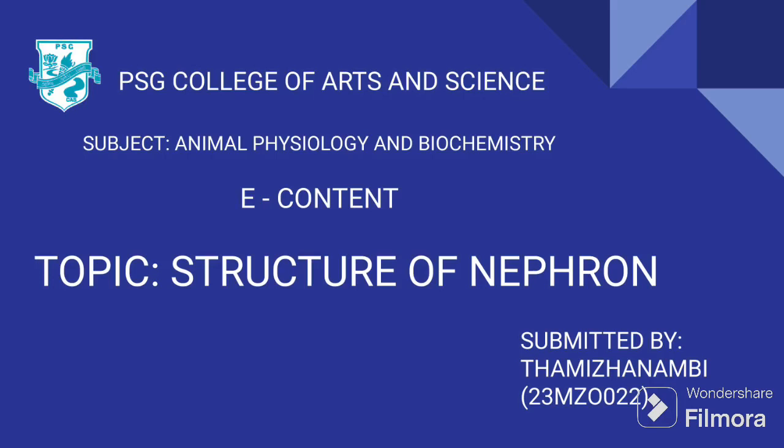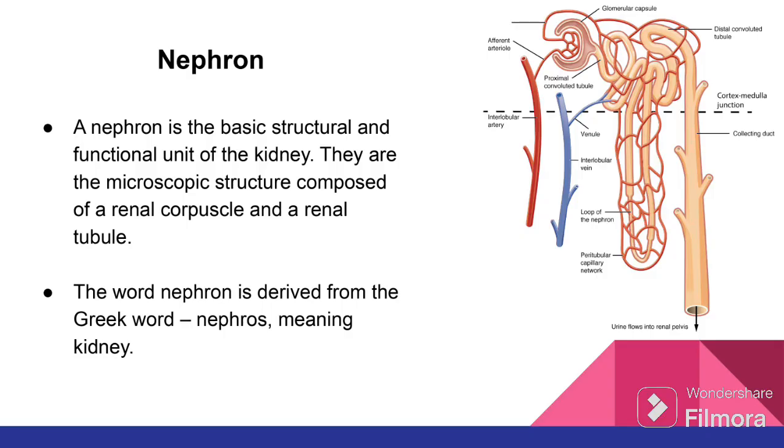E-content on the topic structure of nephron. Nephron. A nephron is the basic structural and functional unit of the kidney. They are the microscopic structure composed of a renal corpuscle and a renal tubule. The word nephron is derived from the Greek word nephros, meaning kidney.